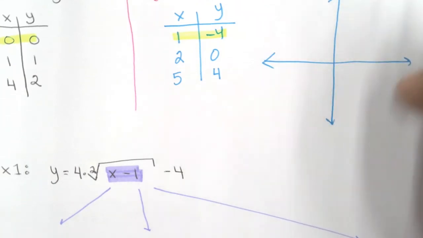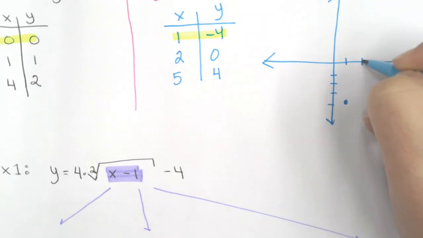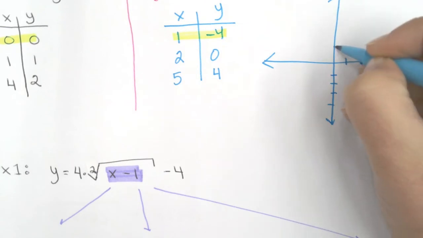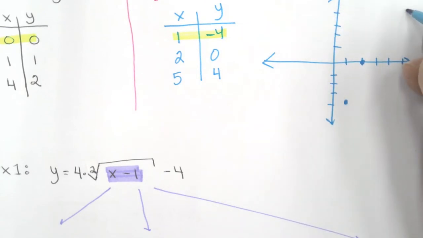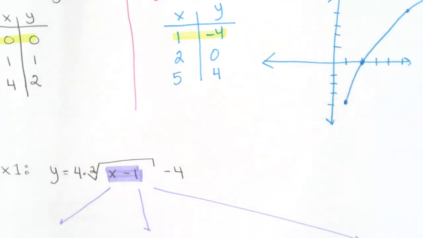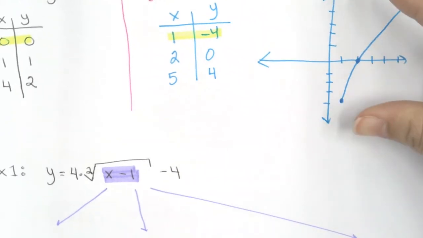We got 1 and negative 4. Here's 1, here's 1, 2, 3, 4. Here's 2 and 0. And then here's 5 and 4. 1, 2, 3, 4. So we are looking something like that. Looking at that 4 out in front, that is a vertical stretch by a factor of 4. So this being stretched that way should make sense based off of your equation.